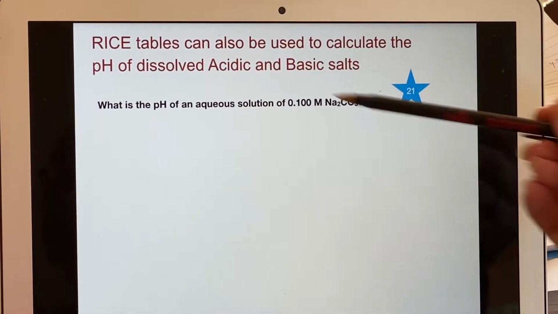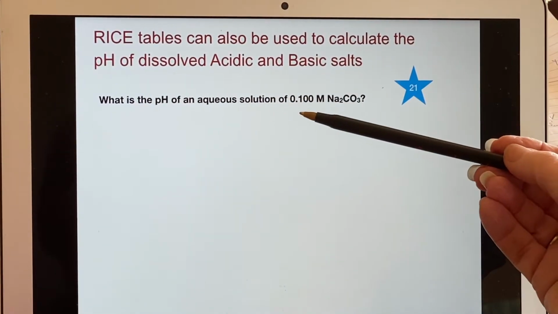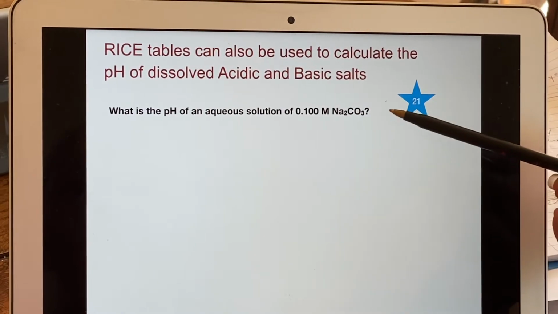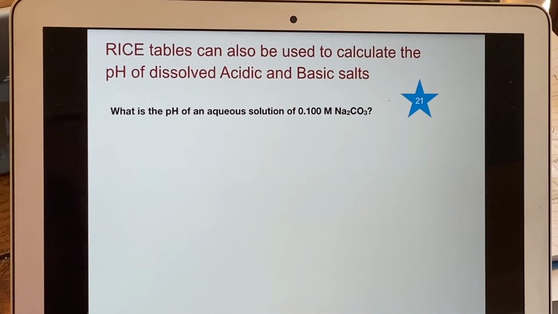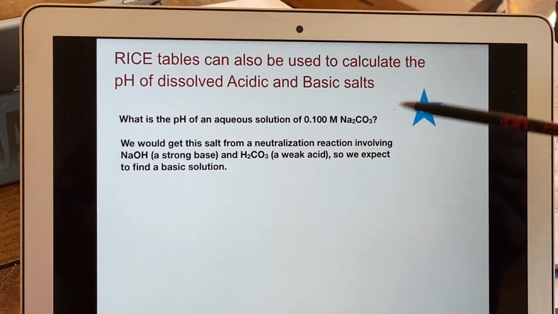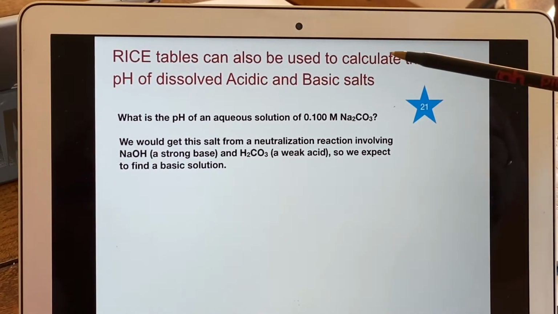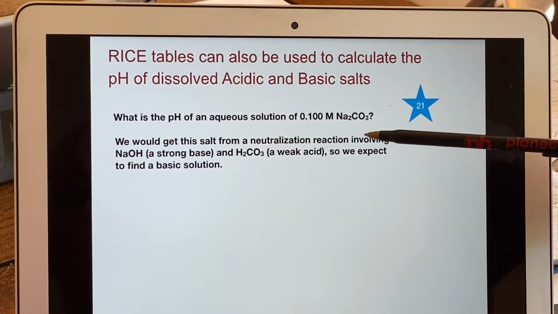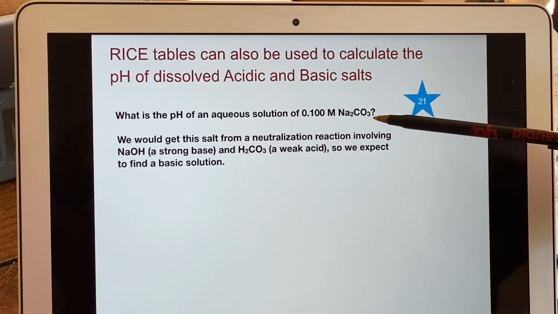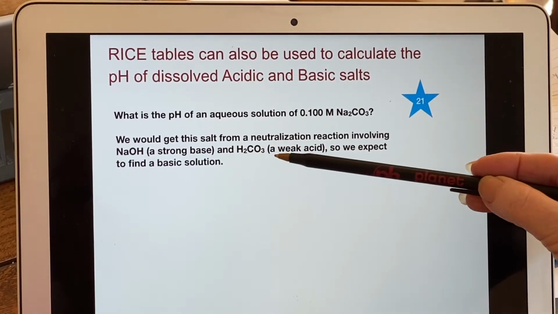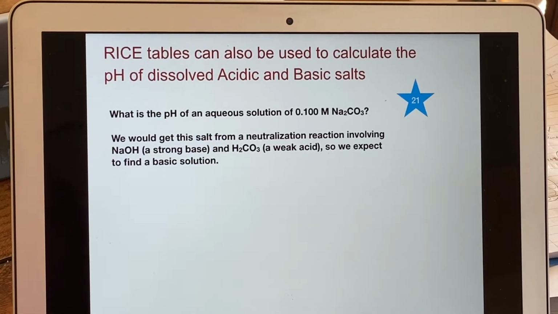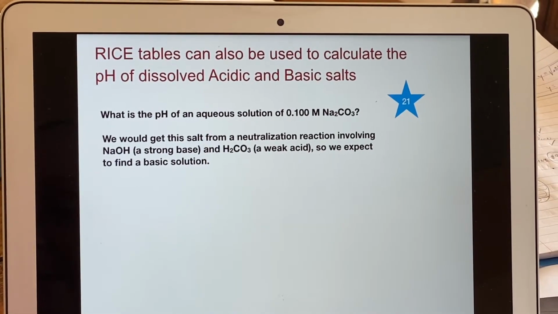We have a question. What's the pH of an aqueous solution of 0.1 molar sodium carbonate? All right, that's a fine question. What are we going to think about it, though? How did we get this salt? It was formed in a neutralization reaction from sodium hydroxide, which is a strong base, and carbonic acid, which is a weak acid. So we are expecting this to be a basic solution. If we don't get a basic solution, we're going to be very unhappy with ourselves.